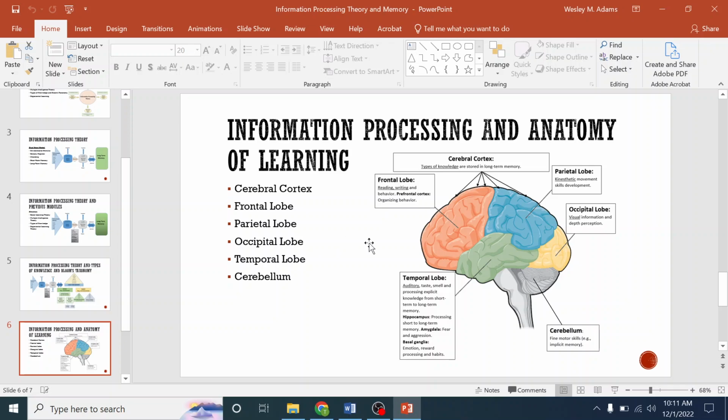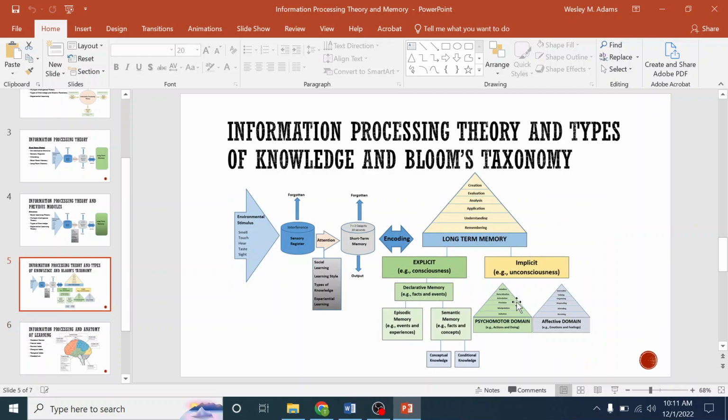This is going to lead us into the second half of the semester, because now we're breaking implicit knowledge into the affective domain of Bloom's taxonomy. We're going to get into the behavioral side of learning and how motivation and reinforcement influence behavior.